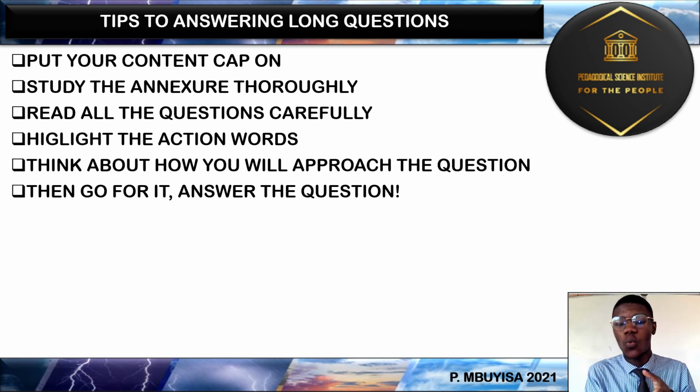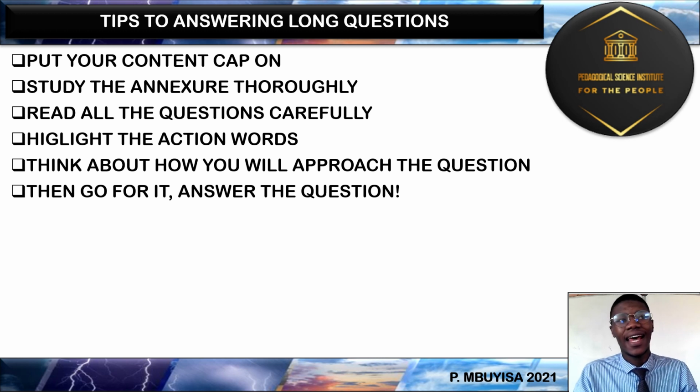Highlight the action words. Do they want you to account? Do they want you to give? Do they want you to explain? Do they want you to demonstrate? Do they want you to show? Do they want you to sketch? Do they want you to draw? What do they want from you? Those are action words. Think about how you will approach the question.